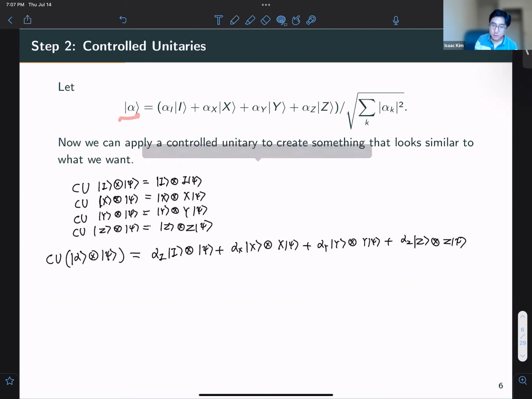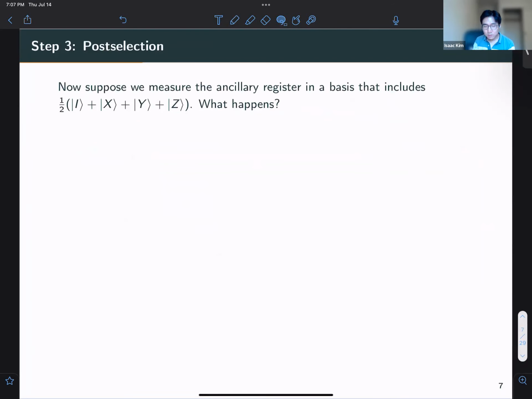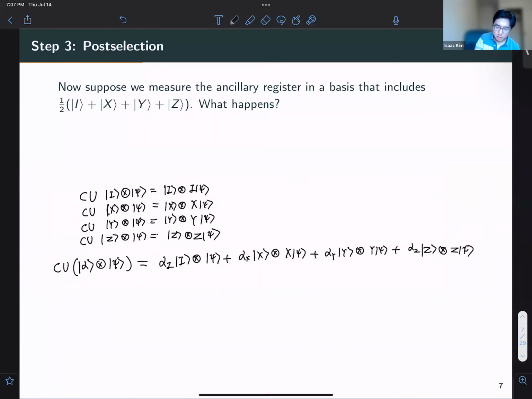So I'm going to keep that information and move on to the next slide. Now what I'm going to do is measure this thing. Let me draw a circuit diagram actually.